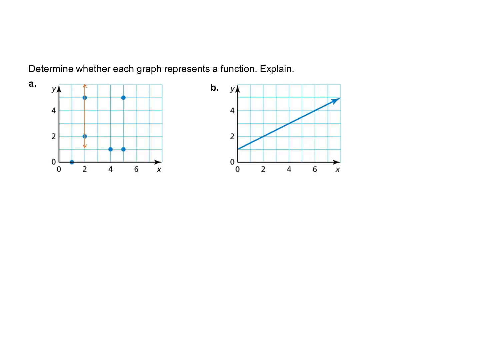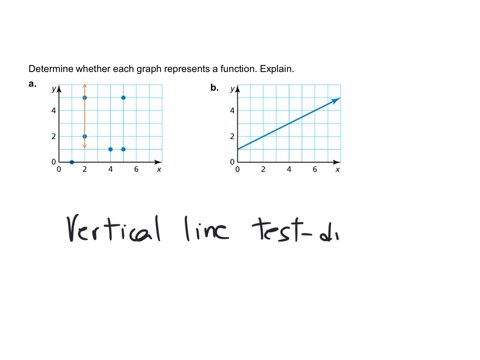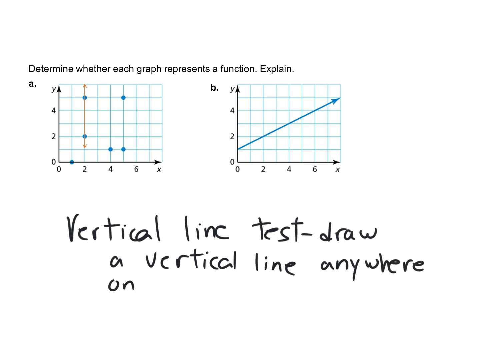It says determine whether each graph represents a function and explain why, or just explain. Now, this is what I was telling you about the graph. It's a lot easier to spot. There is a test called the vertical line test. What that is, let me write down what it is. You can draw a vertical line anywhere on the graph and you will only touch the graph in one place.